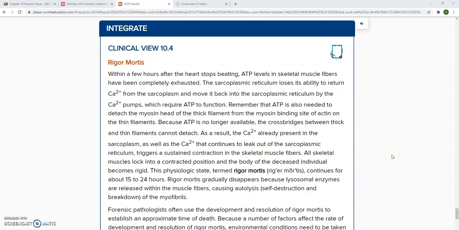And again, it starts with the fact that we can't get the calcium that's in the sarcoplasm back into the sarcoplasmic reticulum through the calcium pumps, because we don't have ATP to give the energy for that to happen. So calcium stays in there. We'll get the cross bridges formed, and then cross bridges can't be unformed. They can't detach from each other because, again, lack of ATP. So it's mainly because of the ATP that the whole rigor mortis will happen.